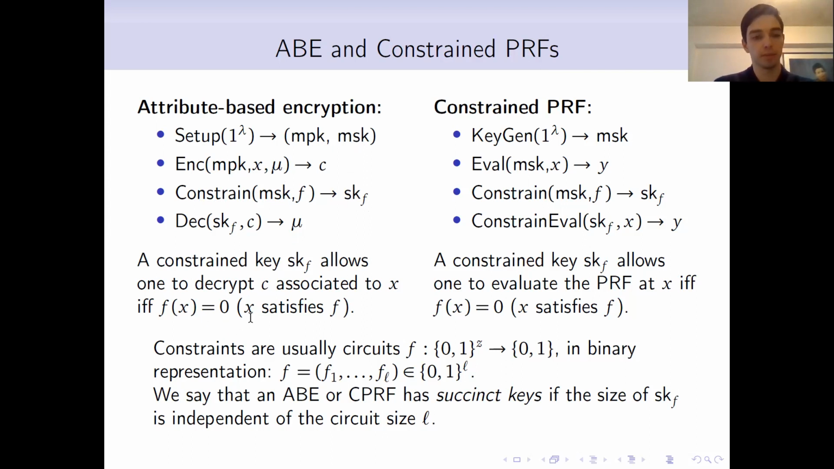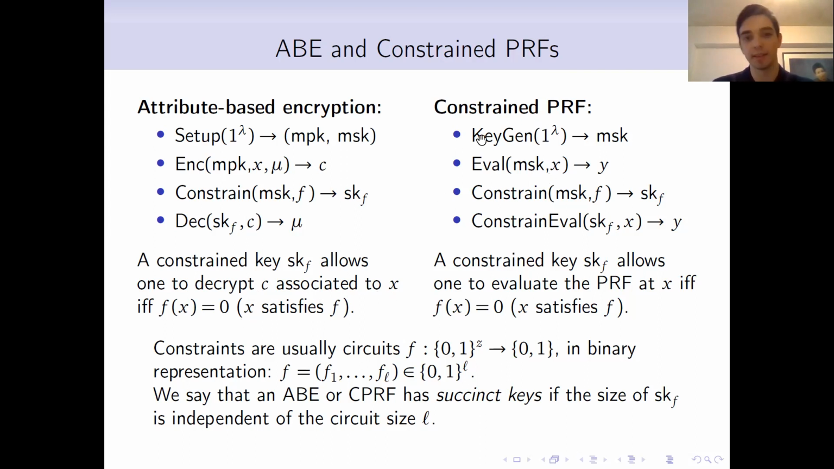And the property which is fundamental here is that a constrained key allows us to decrypt a ciphertext that was encrypted with attribute X if and only if X satisfies the constraint F, which we denote by f of X equals 0. This is contrary to the more usual convention of 0 being false and 1 being true, but it is more practical in the technical parts.